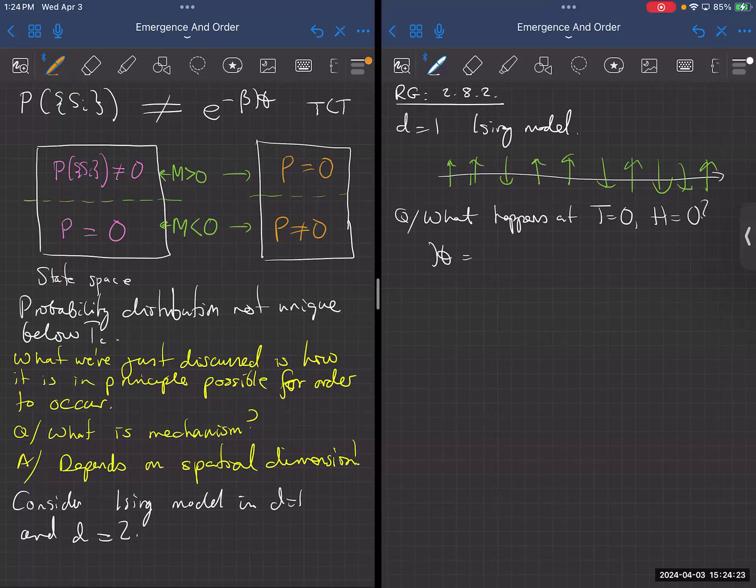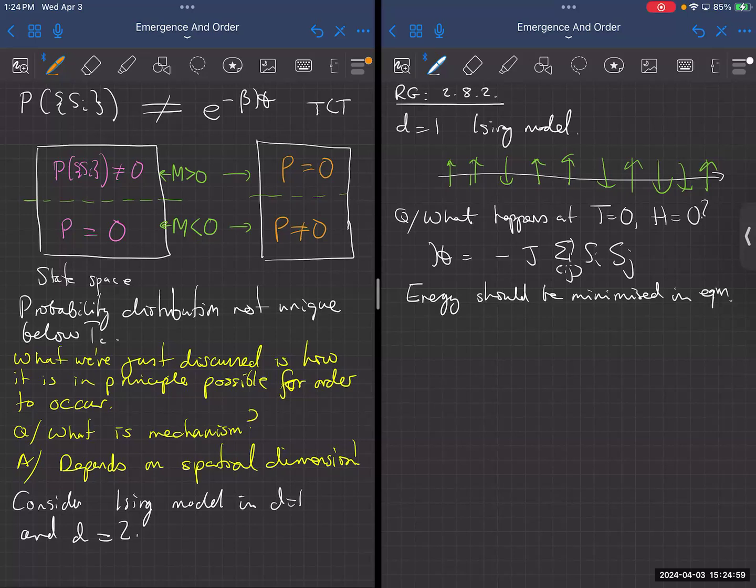So we know that the Hamiltonian is minus J sum over i and j of S_i S_j, and H is set equal to 0. So what do we want to do? Well, at zero temperature, we don't have to worry about entropy. We just have to look at the energy of the system. So the energy of the system should be minimized in equilibrium. And we can see that there's an obvious way to minimize the energy.